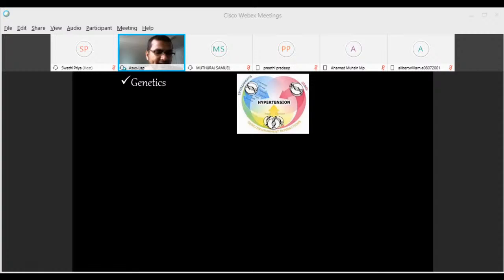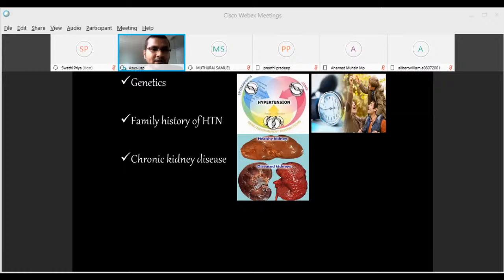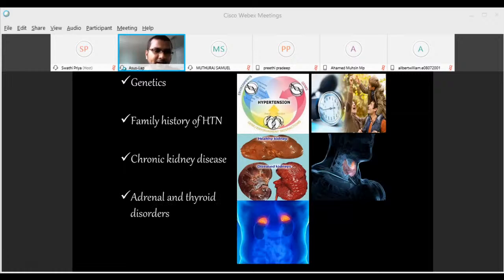Here the genetic one is a very rare cause. It is caused by mutations in particular genes, many of which help to control the balance of fluid and salts in the body, and also it affects the blood pressure. But this genetic cause is very rare. And a family history of hypertension, that is a hereditary disorder, chronic kidney disease, adrenal and thyroid disorders, and finally sleep apnea.